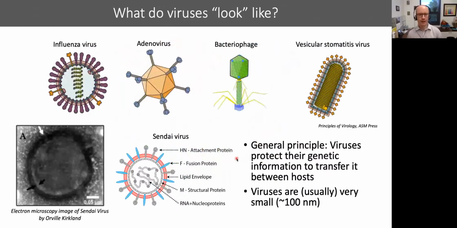Moving on, what do viruses look like? Well, they come in all sorts of shapes and sizes. Here are a few schematics of some different viruses: influenza virus, adenovirus, bacteriophages, which infect bacteria, VSV, Sendai virus, which is one that we work on in my lab. At the center of each viral particle, I'm going to use Sendai virus here, is its genetic material, and you can see that drawn as these little squigglies here. You can see it also in the influenza virus particle.